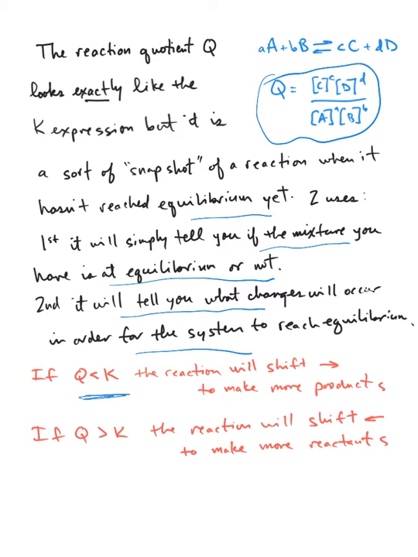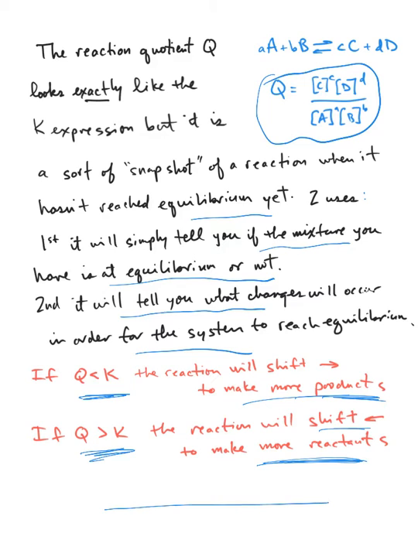If you calculate a Q value and it's less than K, the reaction is going to shift to the right to make more product molecules and consume some of the reactants. If the Q value, the reaction quotient, is greater than K, the reaction will shift to the left to make more reactant molecules and fewer products.